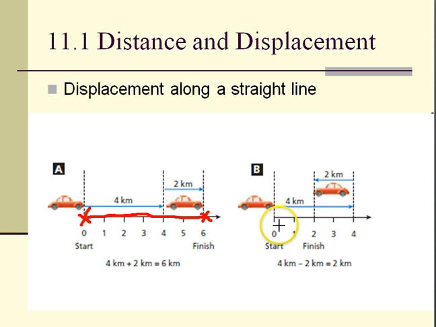If we look at scenario B, I start at 0, I drive 4 kilometers, but maybe I realize that I forgot my phone at home. So I turn around and I drive 2 kilometers back. My start is here, but my finish is here. So how far am I away from where I started? I'm only 2 kilometers away. So the difference between distance and displacement is that both would have the same distance, 4 plus 2, but the displacement's different because in one I went in the same direction, and in the other I went back.